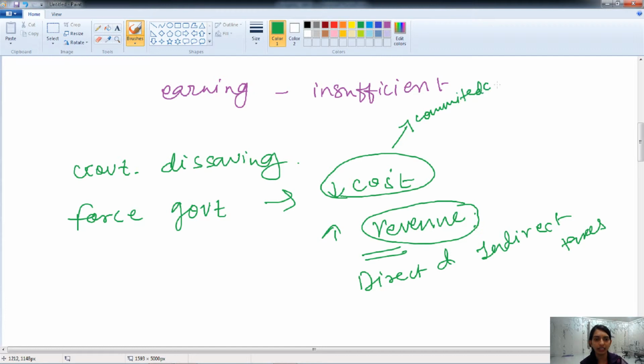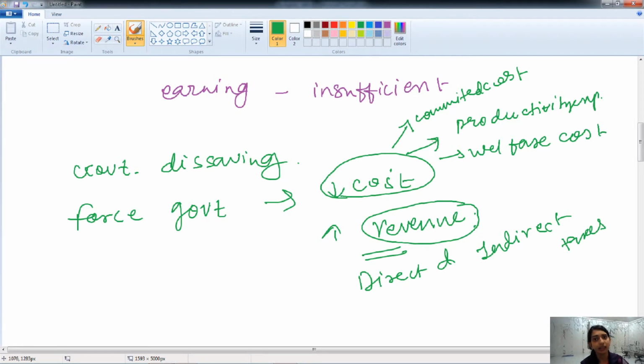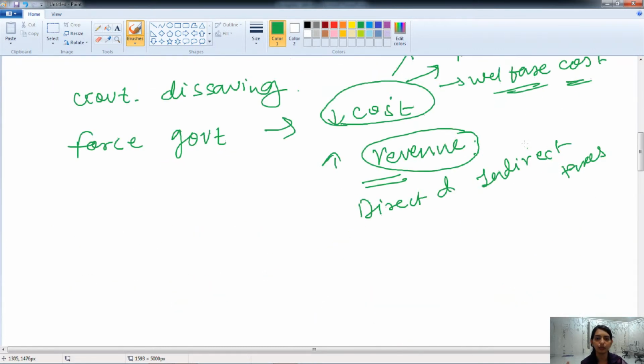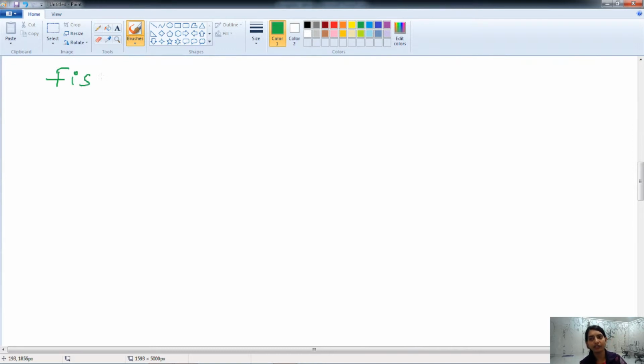Now, some of the costs are the committed cost, and therefore the government cannot cut the committed cost. The government have to pay that cost. So the government cut the productivity expenditure cost, or the welfare cost. And when the government cut down the welfare cost, it slows down the growth process of the economy. And the welfare cutting has an adverse effect on the economy. There is very less welfare in the economy due to the cutting down of the welfare cost by the government. So this is about the revenue deficit, that is when the revenue expenditure is more than the revenue receipt. Now let's talk about the fiscal deficit.